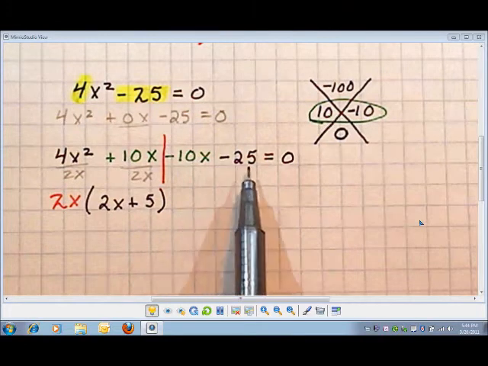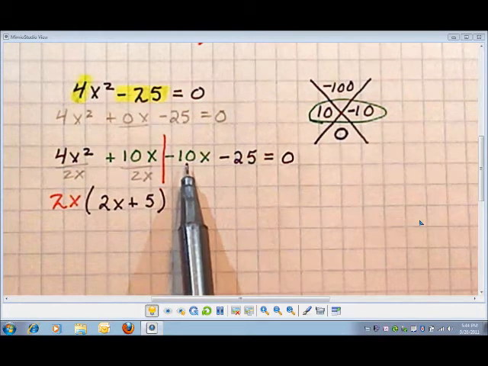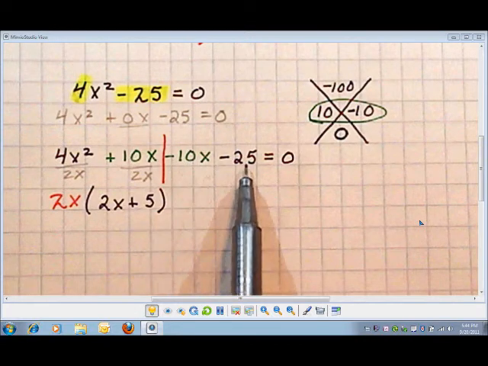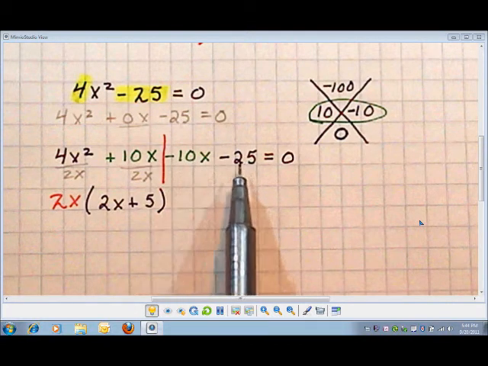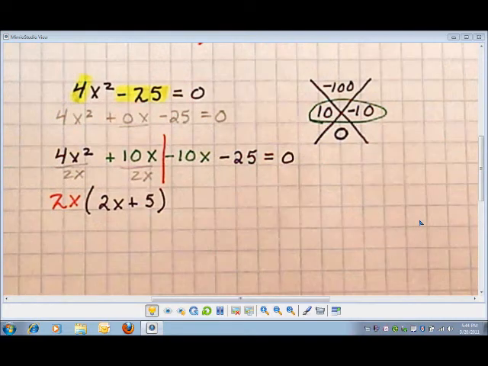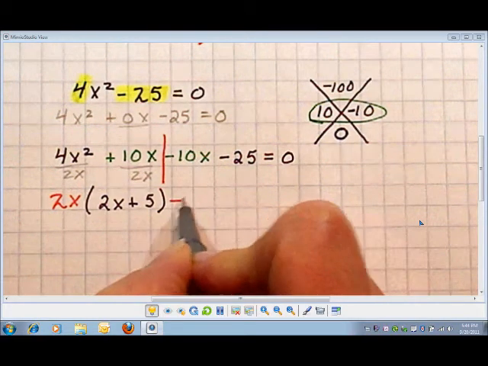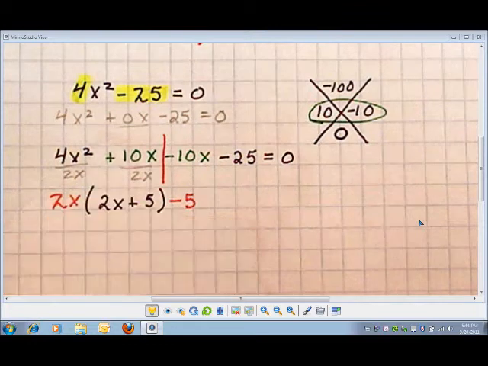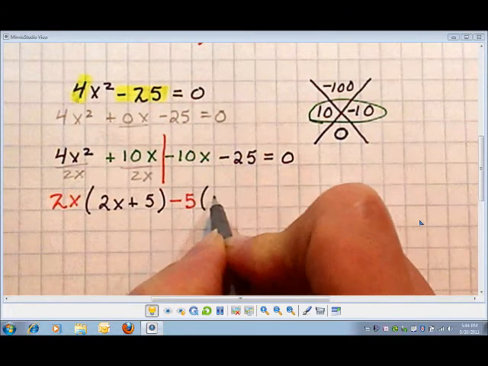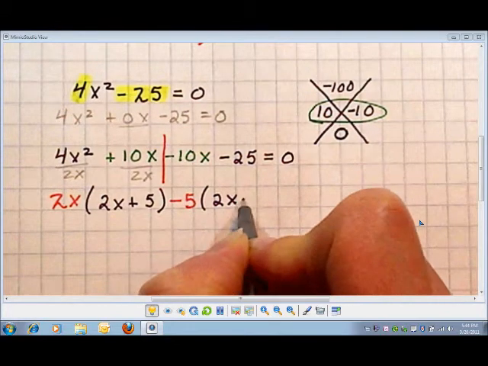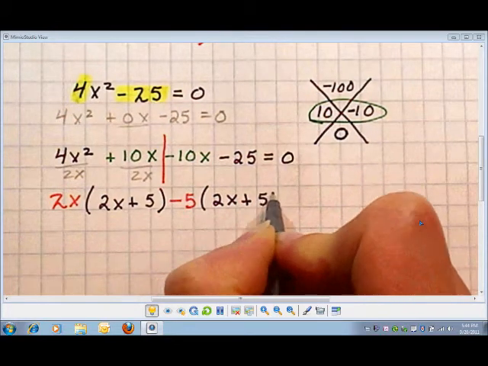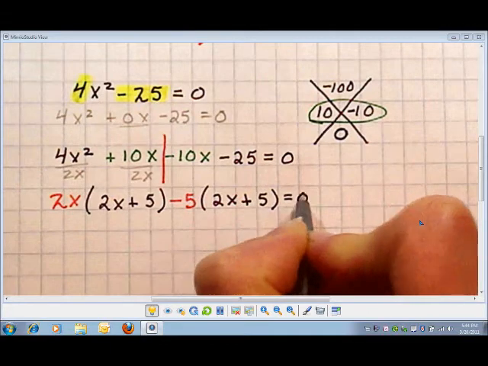Then I look at my second group. Notice this coefficient is negative. So chances are I'm going to want to factor out a negative. And it looks like I'm going to have to factor out a 5. That's what the two have in common. So I'm going to actually factor out negative 5. And then that's going to leave me with 2x plus 5. And that whole thing equals 0.